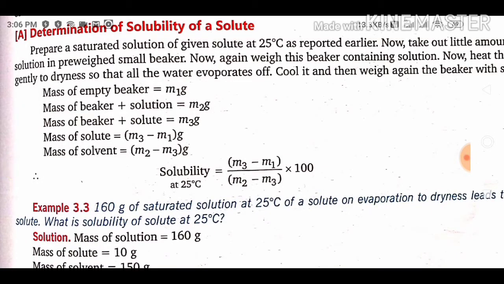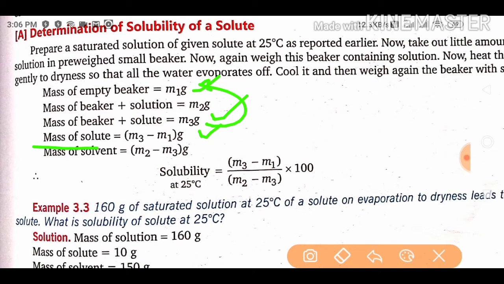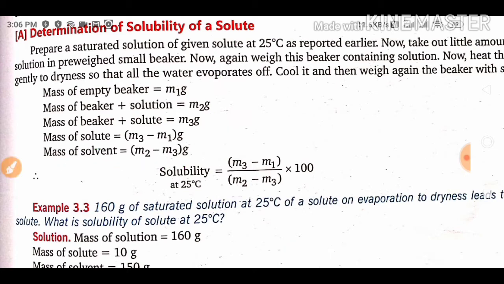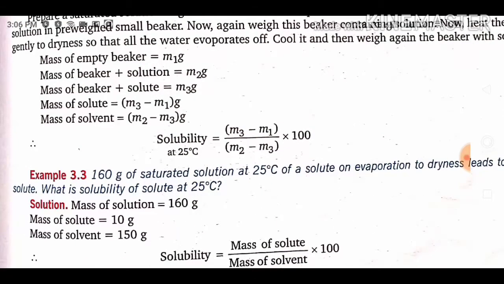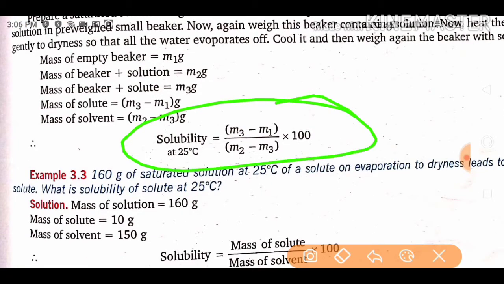So the mass of the empty beaker you have to first note down, M1. Then the mass of beaker plus solution is called M2 gram, and the mass of beaker plus solute is M3 gram. Now the mass of solute is equal to M3 minus M1. The mass of solvent is M2 minus M3 gram. Now your solubility is easily calculated: M3 minus M1 upon M2 minus M3, into 100.